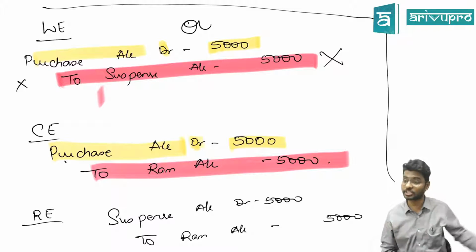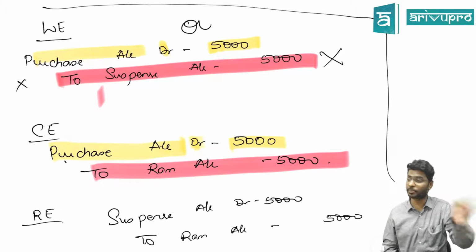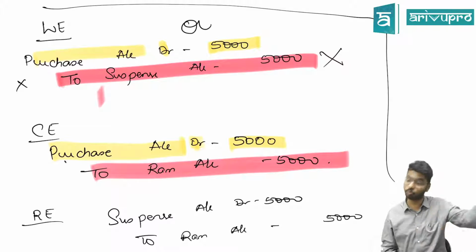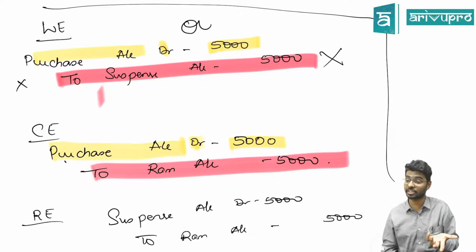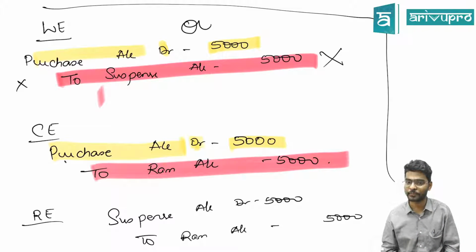You have to throw suspense out. So what will you do? You reverse suspense. Suspense was credited, so you reverse it by debiting it. Now, the suspense account from credit has moved out. There is no one in the suspense account. Who should come? Ram. So, suspense account debited to Ram account.